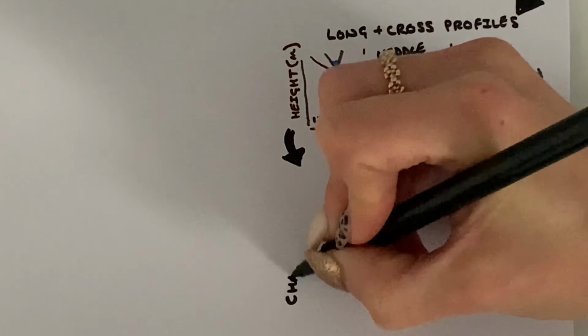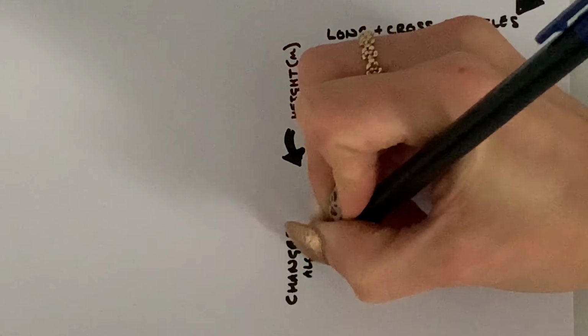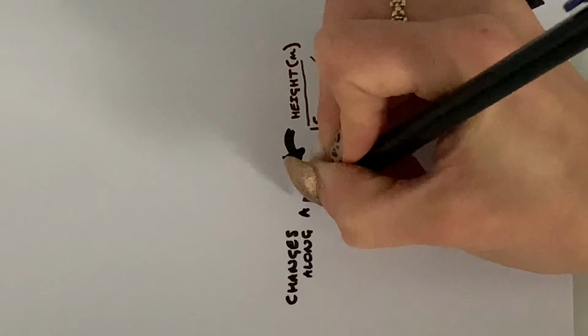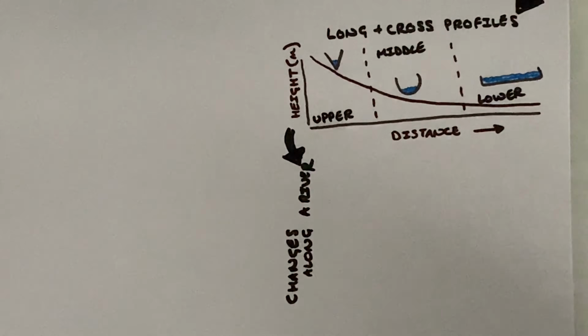Whereas in the lower course, the river is passing through very low lying land, and this is where we have increased amounts of lateral erosion. But we also have flooding resulting in deposition building up the floodplain. And this is what makes the wider river valley in the lower course.